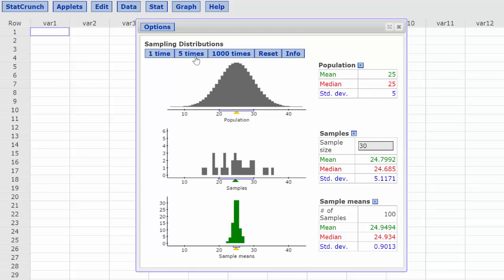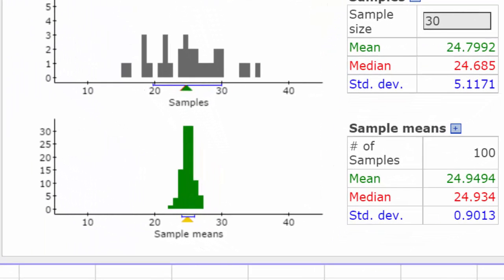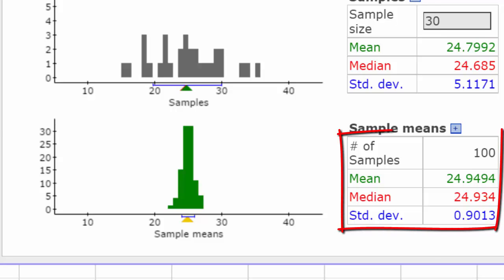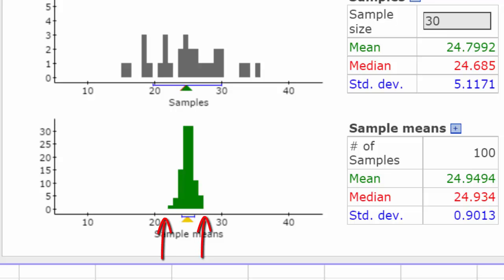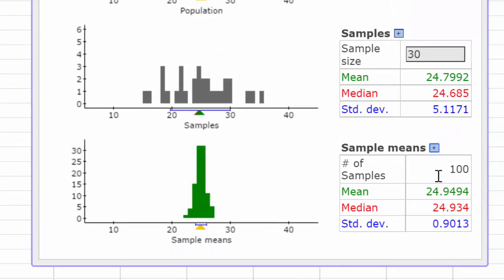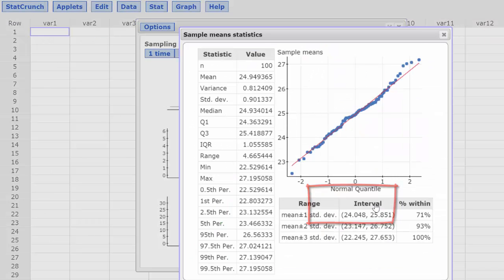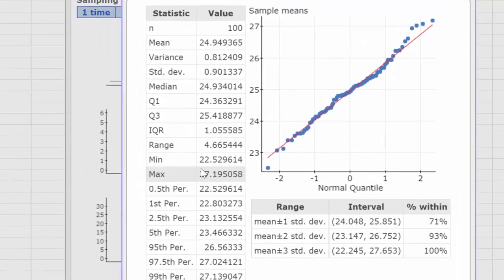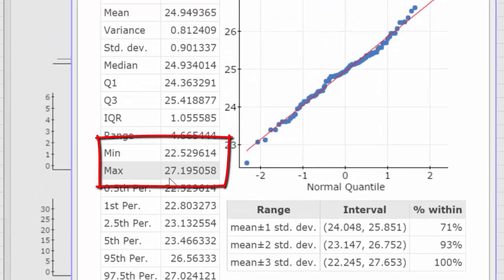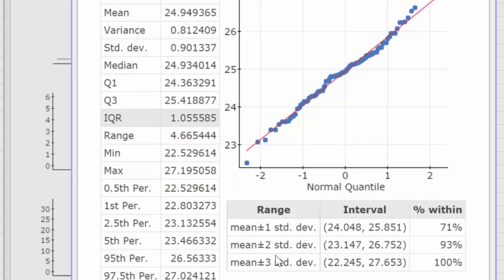Looks like it's normal, bell-shaped. The mean is at 24.9494. Standard deviation is at 0.9013. The values range from, looks like around 22 to about 28. I can click on this little plus button here. It'll give me some more of the data. Here's my minimum value at 22.5, maximum at 27.19 or so. Even gives me some other values here I can drill into.